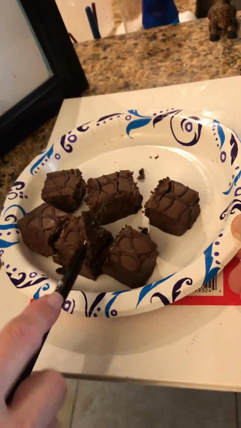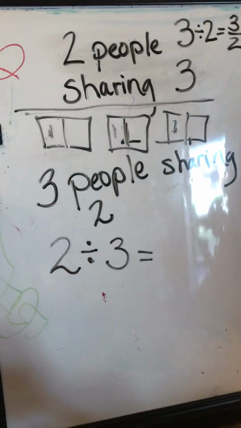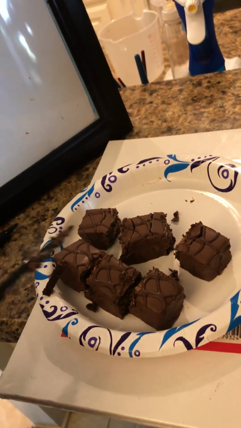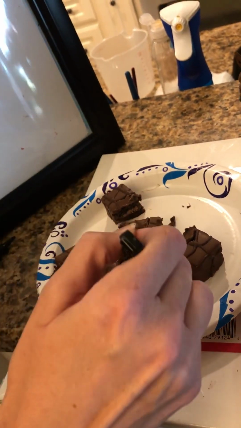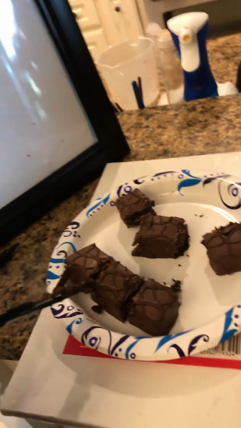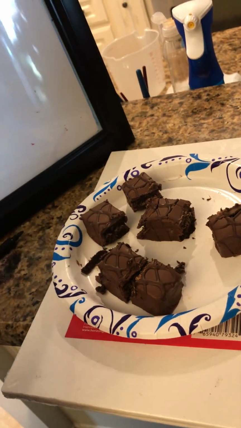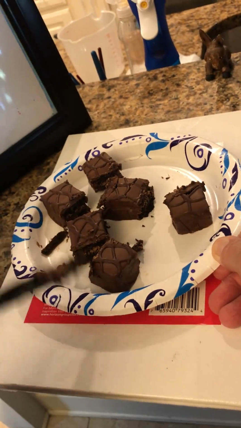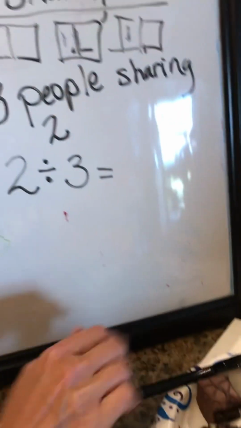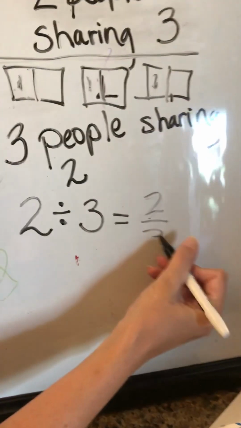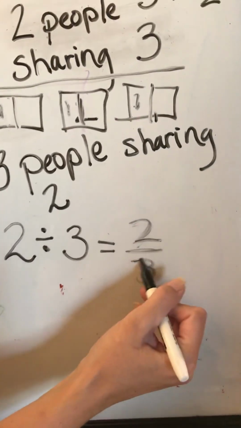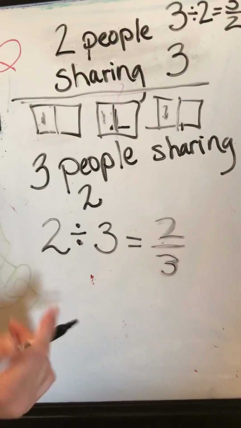So that means it's 3 people sharing 2. So I've got the 2 here, I've split it up into thirds. The first person would get one of these, the second person gets one of these, and then the third person. Then on the next one, the first person would get one, the second person gets one, and then the third person. So that means that they're each going to get 2/3. My marker is messing up, but I think you get the point here. So they're each going to get 2/3.